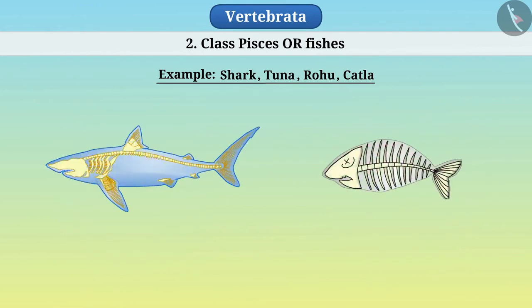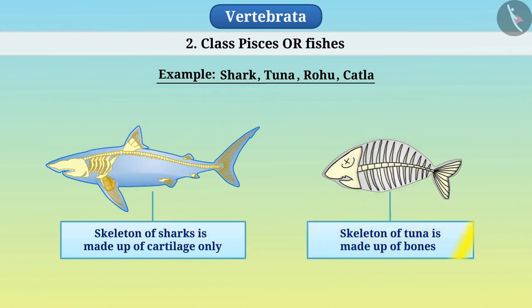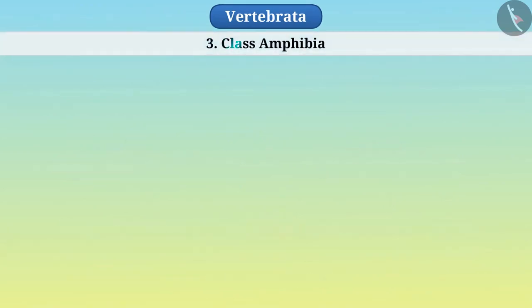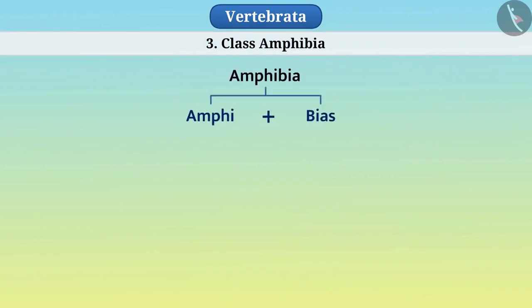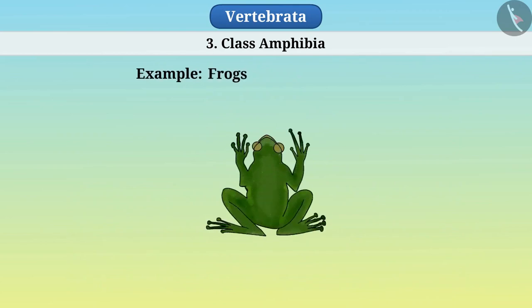The skeleton of some fish, such as sharks, is made up of cartilage only. The skeleton of other fishes, such as tuna, is made of bones. They all lay eggs for reproduction. Class Amphibia. The term amphibia consists of amphi and bios. Amphi means both, that is two, and bios means life. In this way, they are animals that can live on both water and land. Among them are frogs, salamanders, toads, etc.